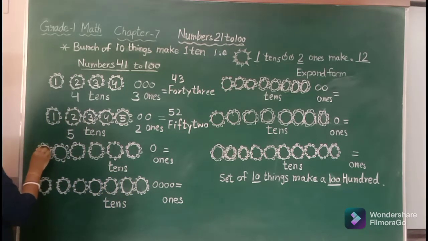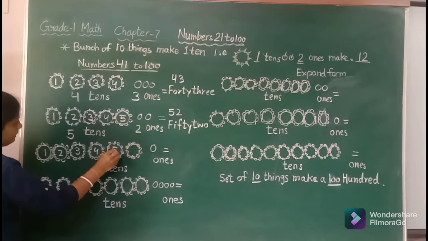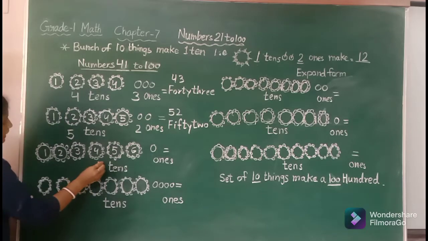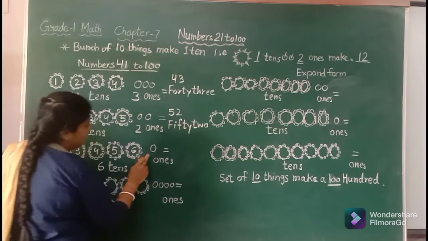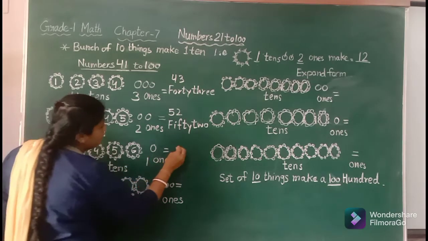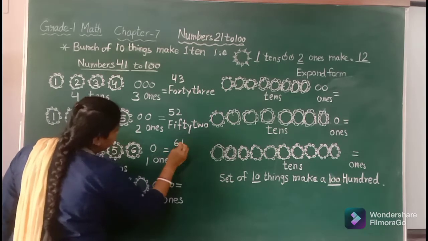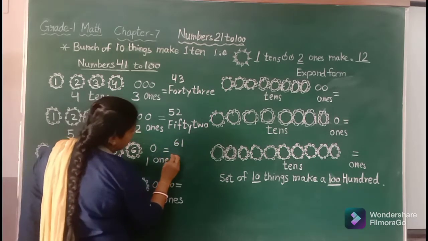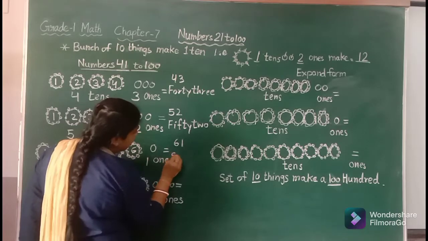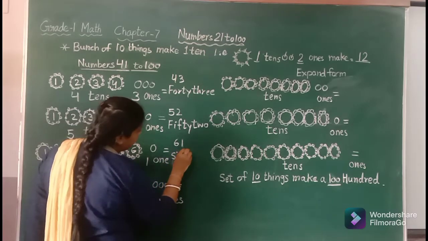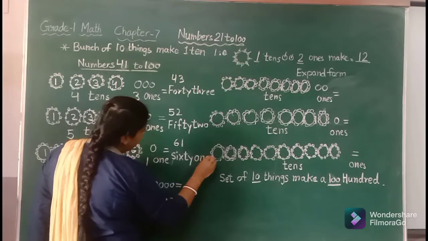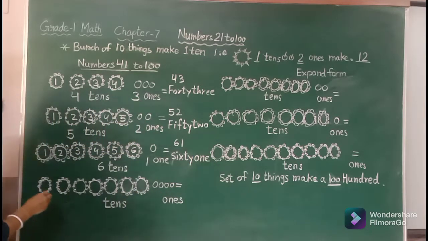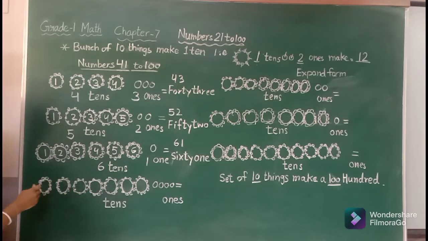Next, how many tens are there? We have to see 1 ten, 2 tens, 3 tens, 4 tens, 5 tens, 6 tens. So write here 6 tens. And how many ones? Yes, 1 one. So make a 61. So kids, what is the spelling of 61? S-I-X-T-Y, 60, O-N-E, 1, 61.